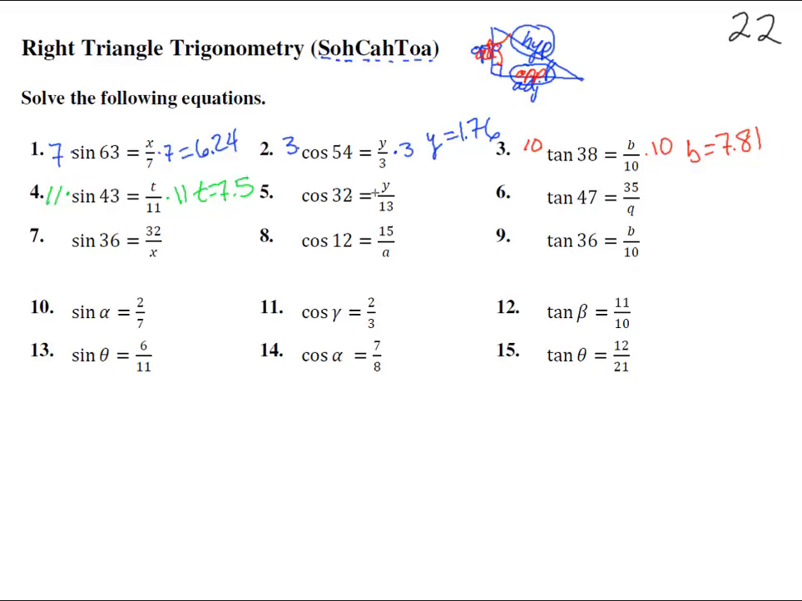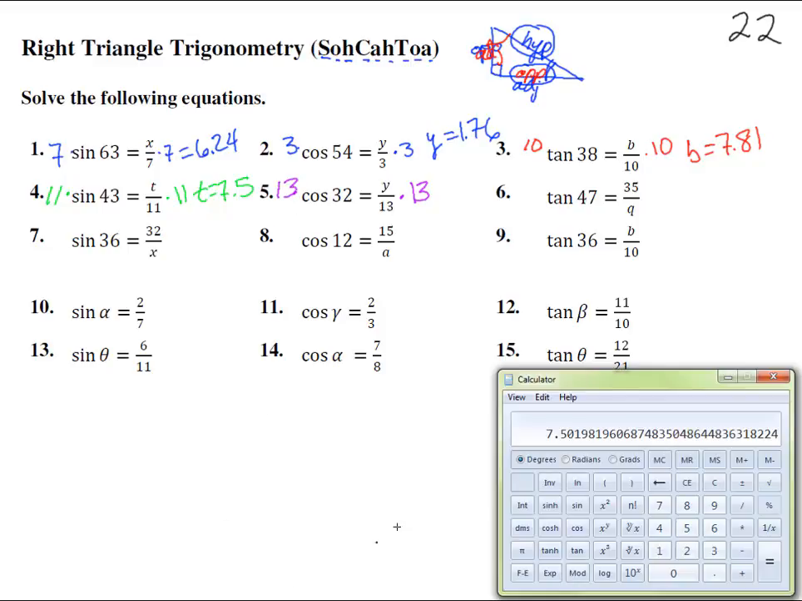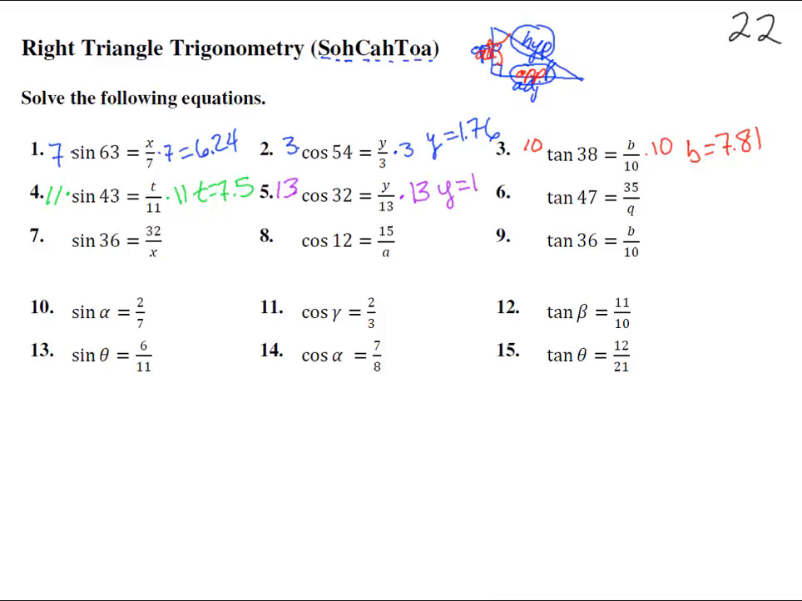Okay, number 5. We get cosine of 32 equals y over 13. We're going to solve for y by timesing both sides by 13. And we get 13 times the cosine of 32, which equals 11.02. Y equals 11.02.